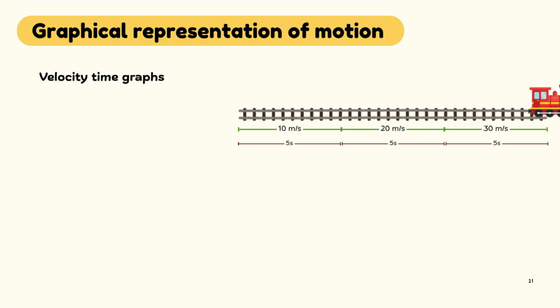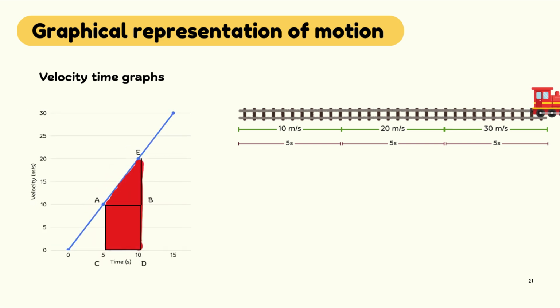So the velocity has been changing with respect to time. If we plot a graph of this, we get a straight line between velocity and time. The interesting part of this is the area under the curve of this graph gives us the distance traveled by the object. So let us understand this better.